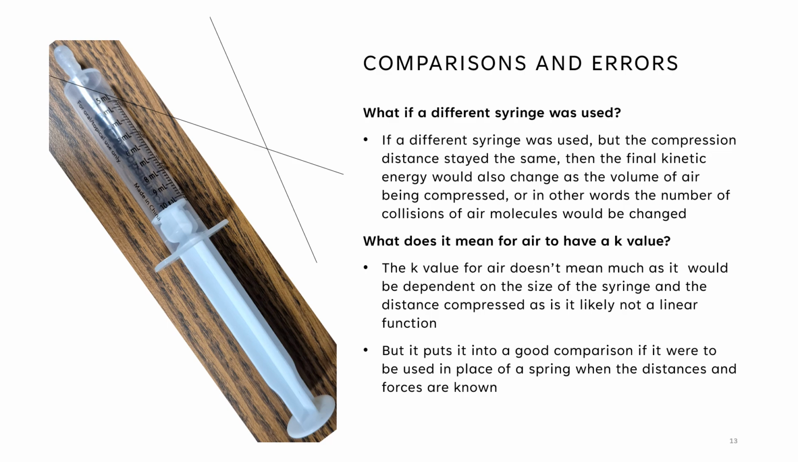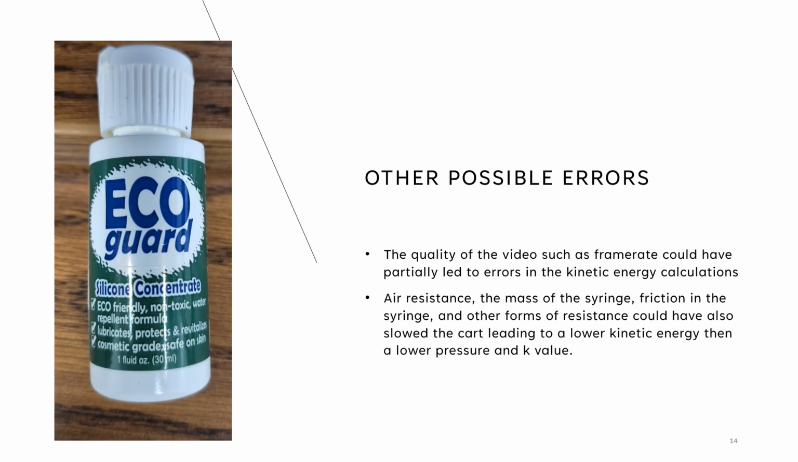So, some comparisons and errors. If we used a different syringe and the compression distance stayed the same, then the final kinetic energy would probably still change, because it'll change with the size of the plunger and the length. A lot of things will have variables in it. Our total volume will change when we use a different syringe, so the energy we store in it will change. For air to have a k value is kind of an odd thing, as it's probably not linear and it is dependent on the size of the syringe. But it is a good comparison if we were comparing a spring and using an air cylinder in the same setting, and just wanted to know which would act more favorably for us.